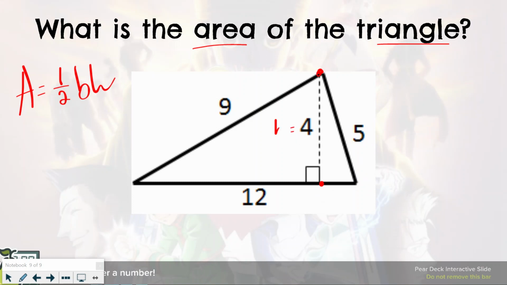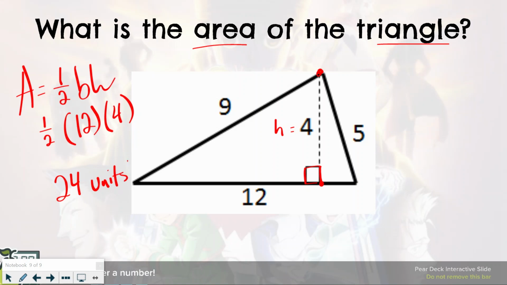The height here is 4, and the base is always on the bottom, also connected to that right angle. So 12 is my base, 4 is my height. That would be 1/2 times 12 times 4, which is 24. Again, I don't have any units here. Here, I'm just going to say units squared. I don't really know what the units are, but I know that they're going to be squared.